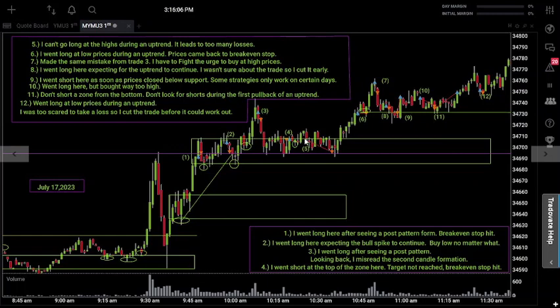And that's clearly evident right here, because if I would have went long at the bottom of the zone like I was supposed to at the purple line right here, I would have been able to rack up profit every time. If I would have went long on 2, 3, 4, and 5 at the bottom of the zone, I would have been a very happy trader on this day. Now we come back to trade number 10. I did the same thing right here. Went long here, but bought way too high.